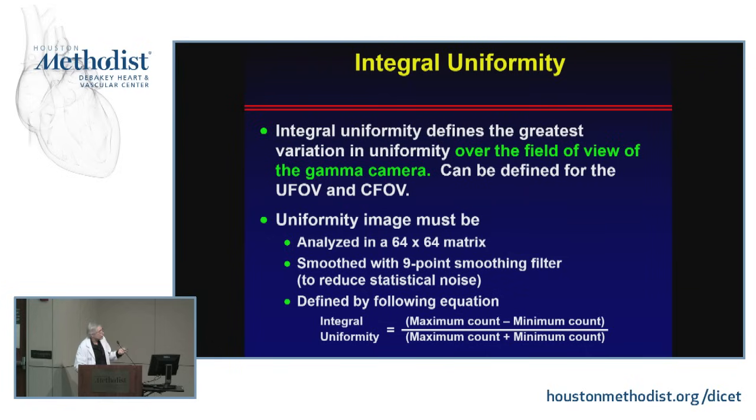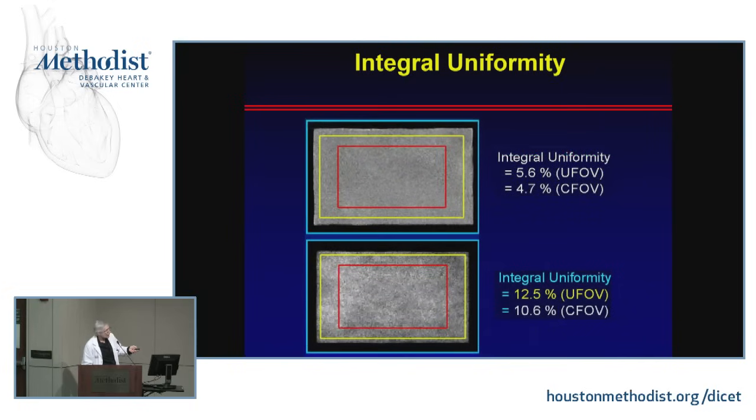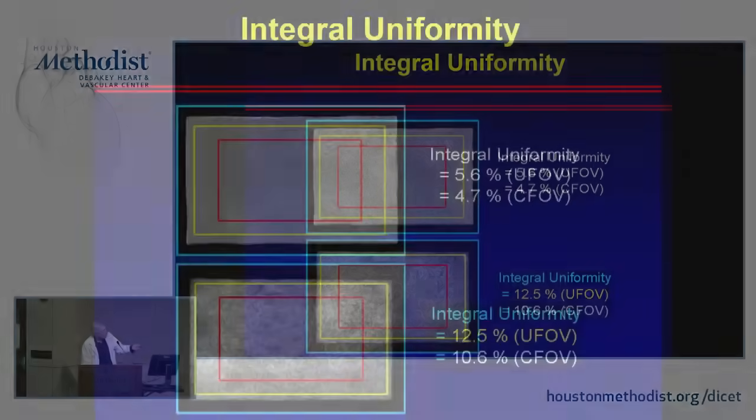So there are certain things that we look at. We look at integral uniformity. This looks over the whole area of the crystal. It's a 10,000-foot view of the crystal, okay? And then this is divided into two different areas: the useful field of view and the central field of view. And so this is integral uniformity. So this is looking at all across the crystal.